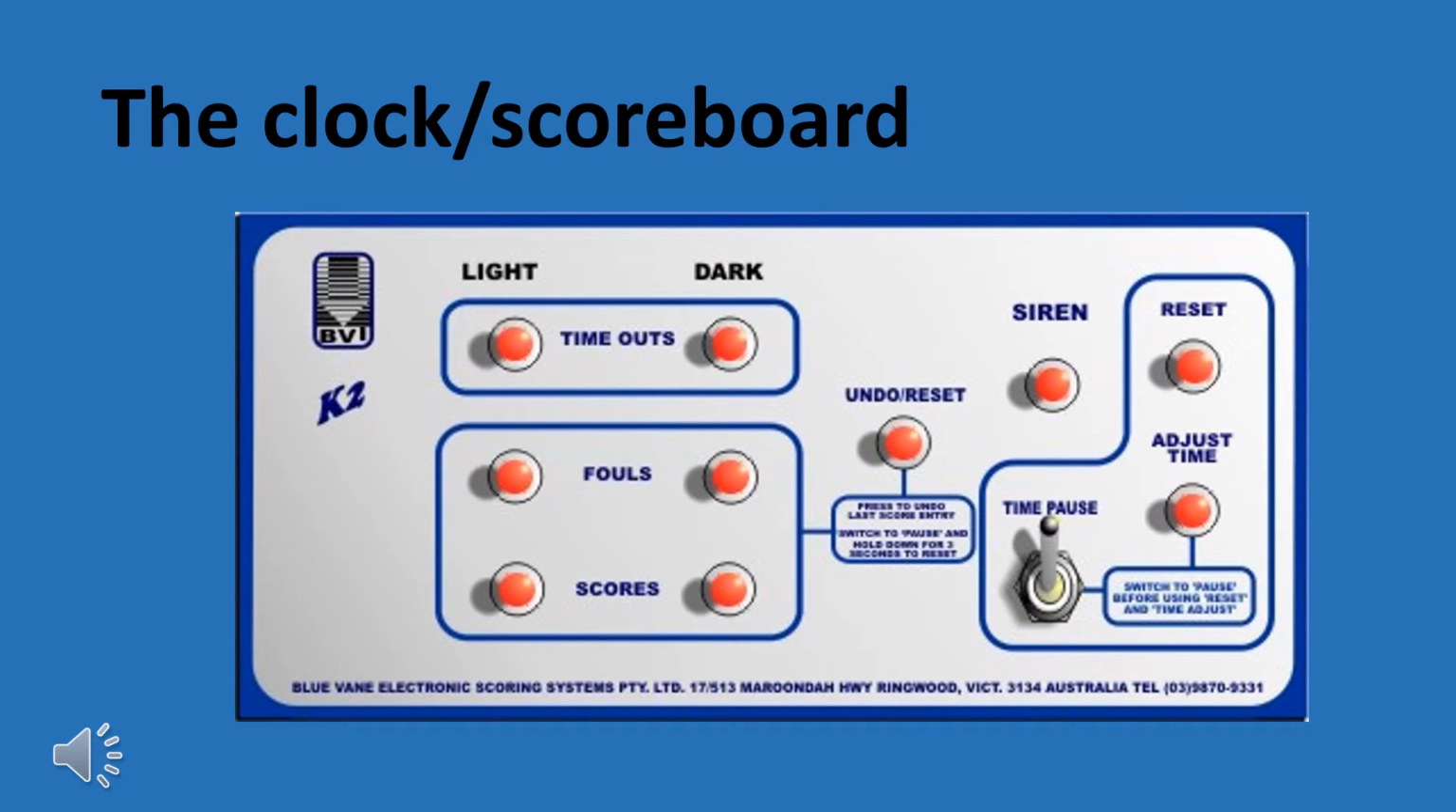The key things you will do during the game are to tap the red buttons to add scores, the team total of fouls and timeouts. For example, if Light scores a field goal, 2 points are added to Light by pressing this button twice. If a foul is called against a player on the dark team, it's added to the team total by pressing this button.